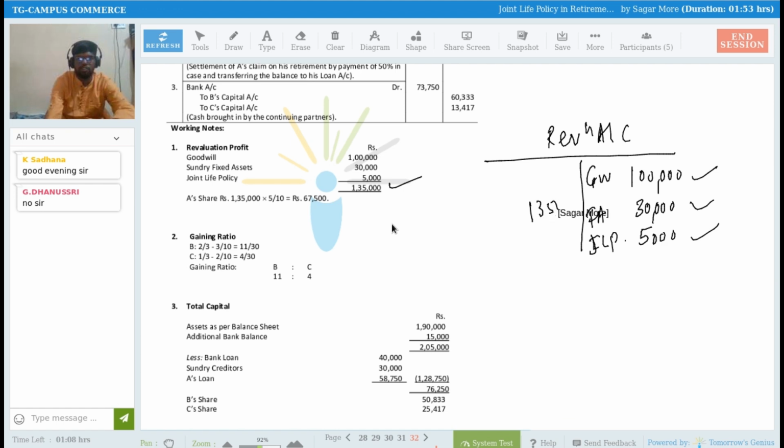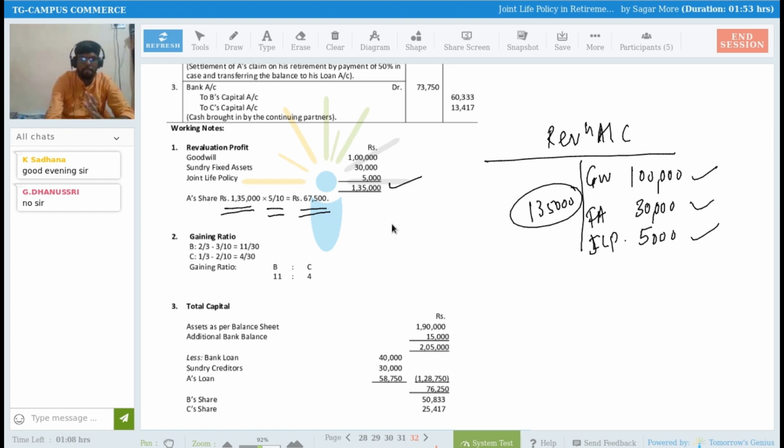And that 1,35,000 rupees, I need to transfer, right? Sir, 1,35,000 is the total revaluation amount that I get, or you can say revaluation figure. Out of that, I need to do adjustment for the share of the retiring partner, right? So what is the share of the retiring partner? 1,35,000 is the total amount, and the retiring partner's share is 5/10. So it comes to 67,500 rupees, the share of the retiring partner in goodwill, in fixed assets, and in joint life policy, right? 67,500 rupees.